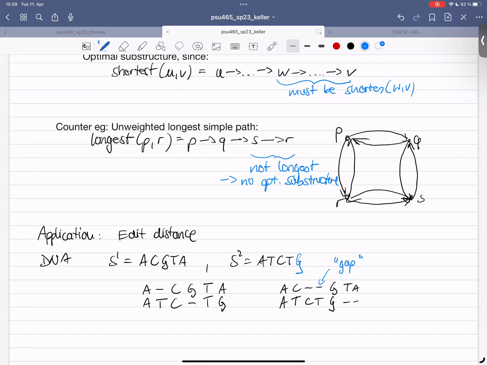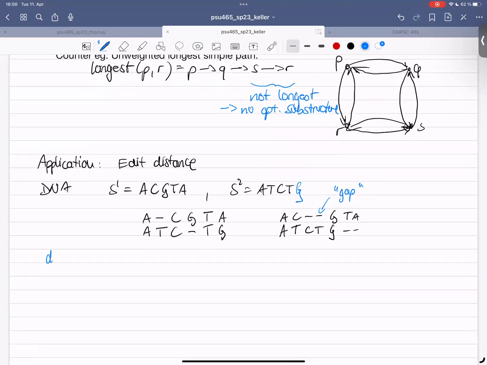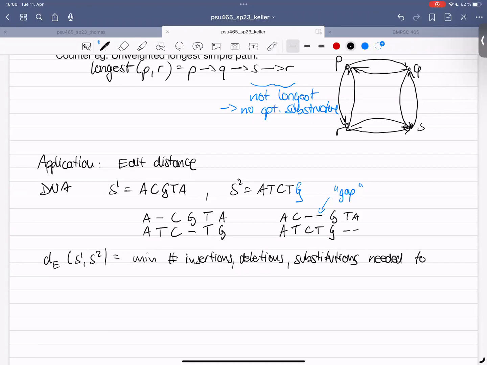So in this case, we denote this by E subscript E for the edit distance between our 2 strings S1 and S2, which is the minimal number of insertions, deletions, and substitutions needed to transform S1 to S2, or the other way around.